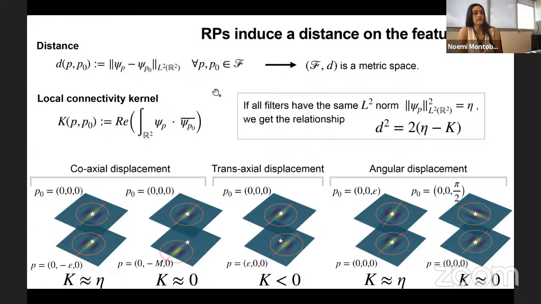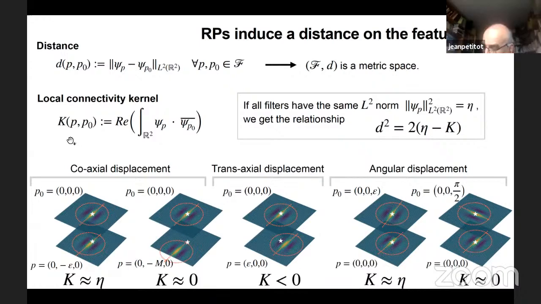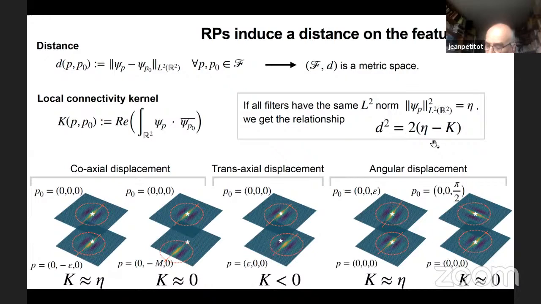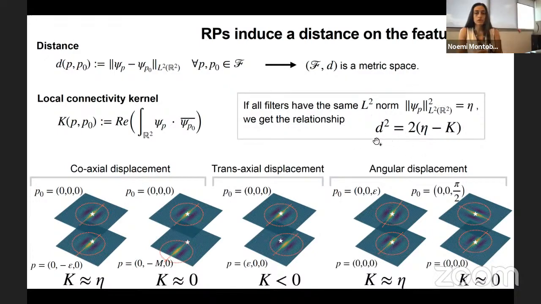Now in L2, we also have a scalar product, and we use it to define a kernel on the feature space that describes the strength of interaction between two units. Now, if we assume all the filters to be normalized to the same L2 norm, we get that the squared distance is just obtained as a constant minus twice the kernel. So this means that points that are close according to the distance are going to be strongly connected according to the kernel.